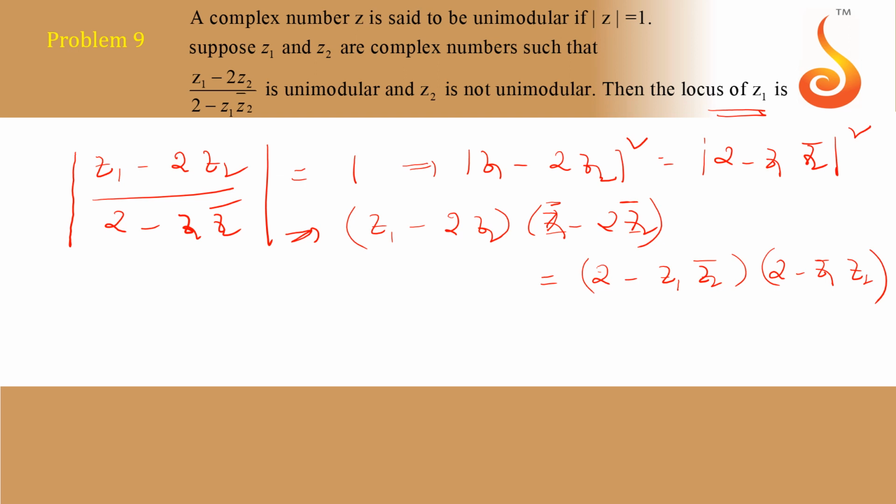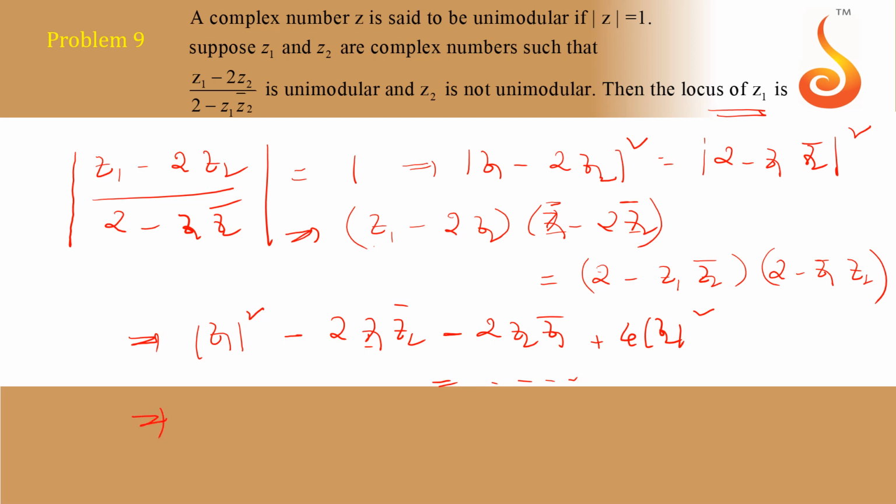So if we expand this Z1 bar, which is again mod Z1 square, minus Z1 minus 2Z2 bar, so minus 2 Z1 Z2 bar, minus 2 Z2 Z1 bar plus 2 to the 4 mod Z2 square. So simplify the right side also. Some terms get cancelled. You bring all to one side. Then you will get mod Z1 square minus 4 into mod Z2 square minus 1 equal to 0.